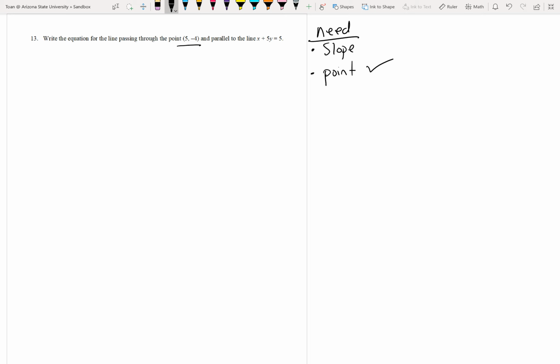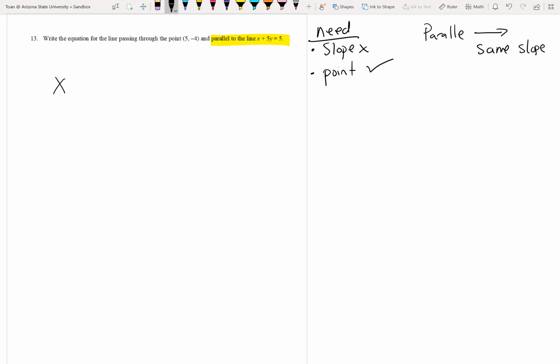So they give me a point, and parallel to the line x plus 5y equals 5. Now, nowhere in this sentence does it say your slope is this. So it does not give us a slope. That means we actually have to do extra work to find it. Now, the only extra information they give us is parallel to this line here. So we have to remember that parallel in terms of slopes means same slopes. So I know that the slope we're going to need is going to be the same as the slope here.